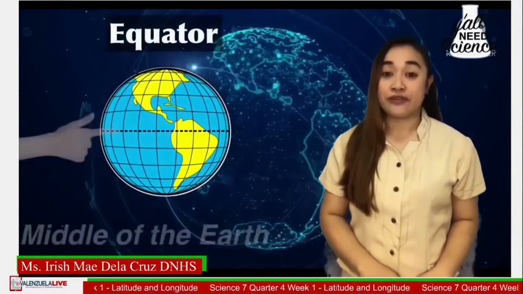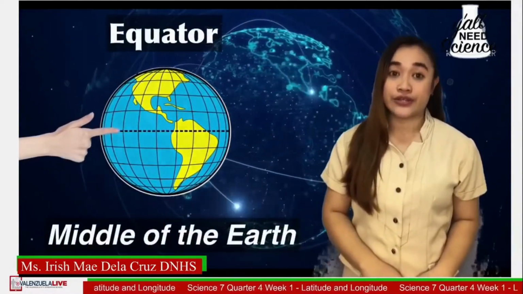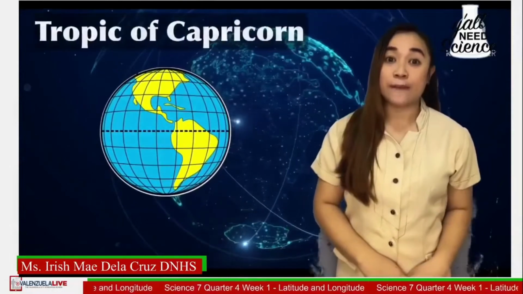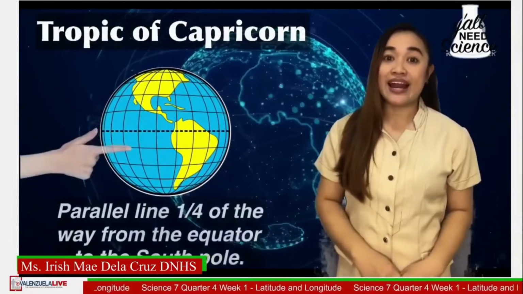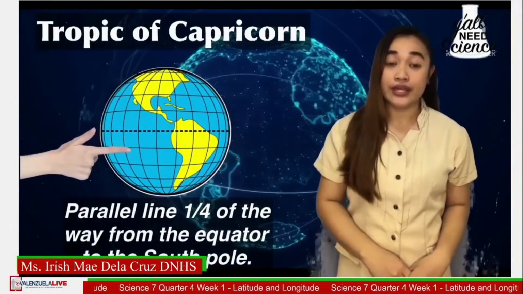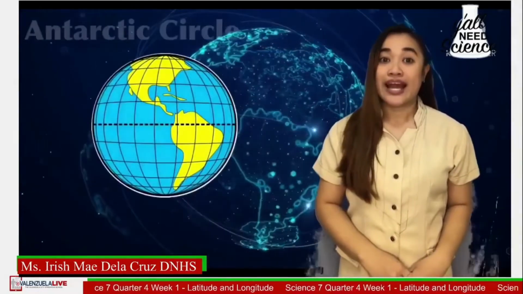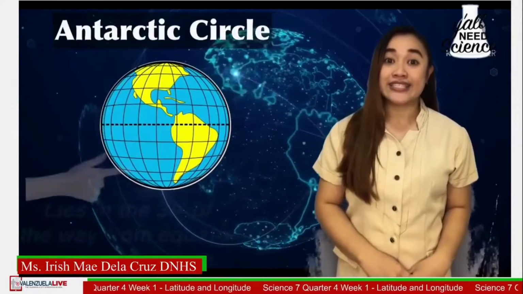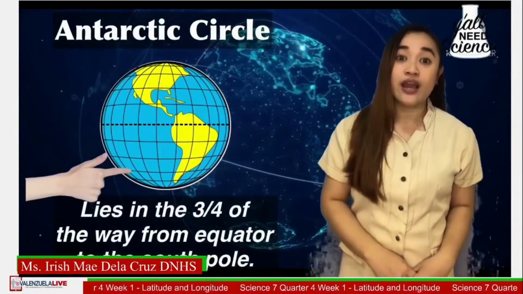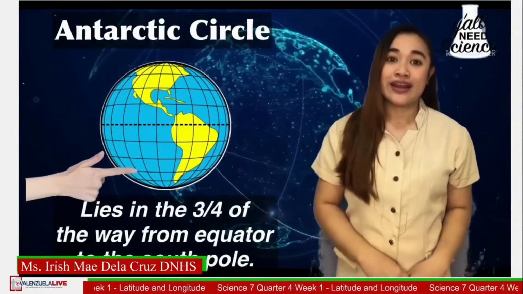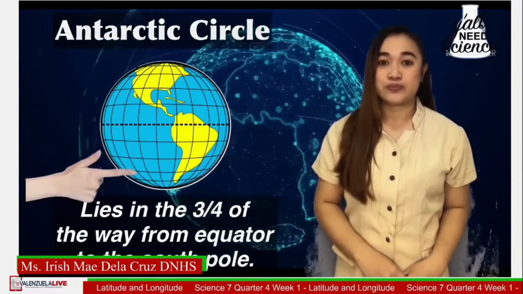The Equator can be found in the middle of the Earth. The Tropic of Capricorn is a parallel line one-fourth of the way from the equator to the South Pole. The Antarctic Circle lies three-fourths of the way from the equator to the South Pole.